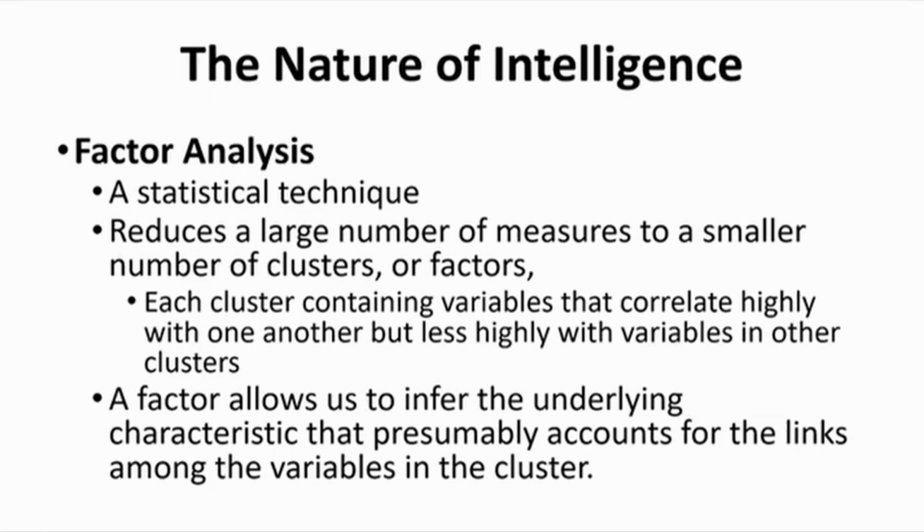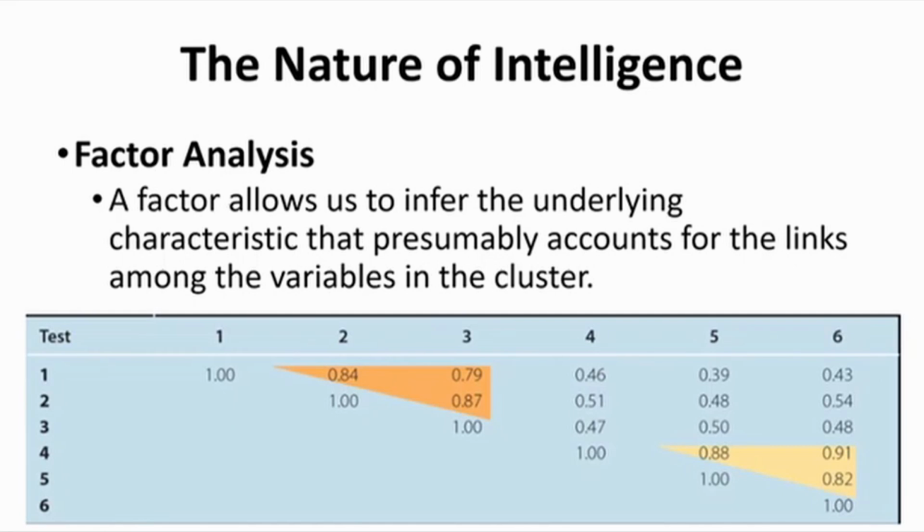And a factor is going to allow us to infer that the underlying characteristic that's going to account for that link, that correlation between all of those variables in the cluster, maybe it's a particular mental ability. So we're making some assumptions here. Now, that's all well and good to try and visualize, but let's actually get a visual here. So this table from our textbook is going to show us the correlation coefficients for 6 different tests.